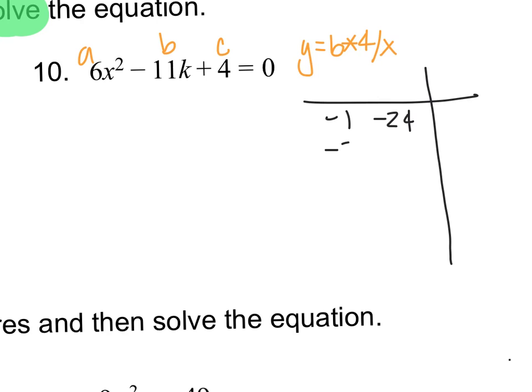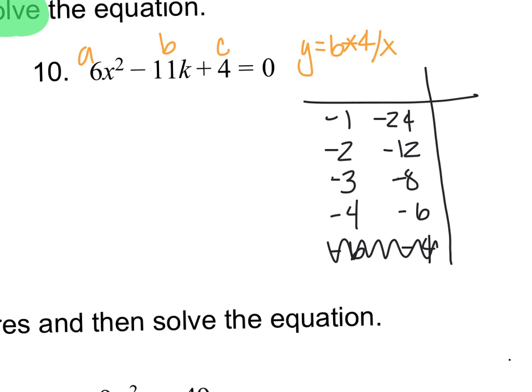Then you'll have negative 2 and negative 12. You'll have then negative 3 and negative 8. Then negative 4 and negative 6. If you keep going, your next pair is negative 6 and negative 4. But notice this pair and this pair are the same, so we don't need the negative 6 and negative 4. So we're just looking at these four.